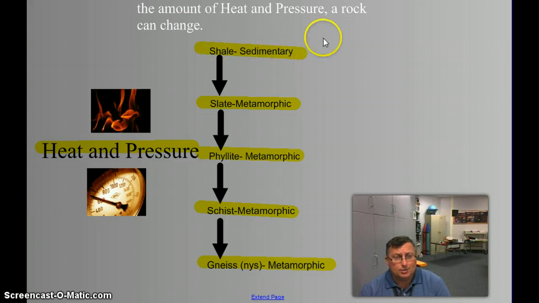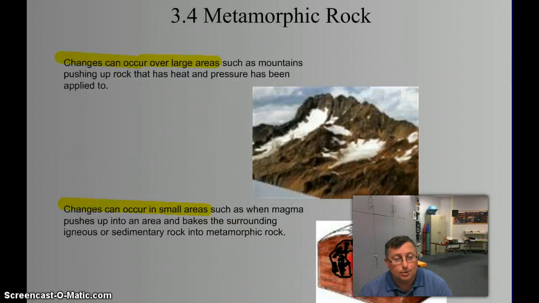Metamorphic rock, disregard where it says sedimentary, but it's metamorphic. Heat and pressure added to it changes it to slate. Slate then, with heat and pressure, changes to phyllite, and then more heat and pressure changes it to schist, and then over time more pressure turns it to gneiss. So you can kind of see the whole progression there.